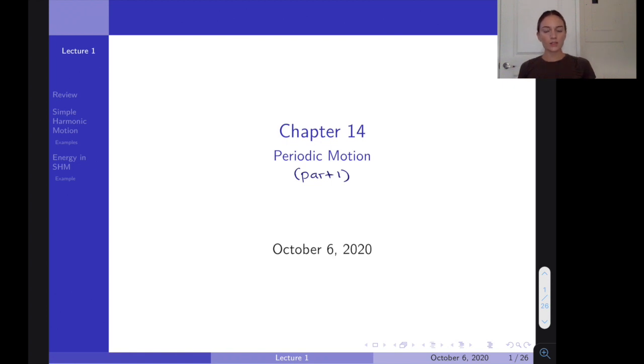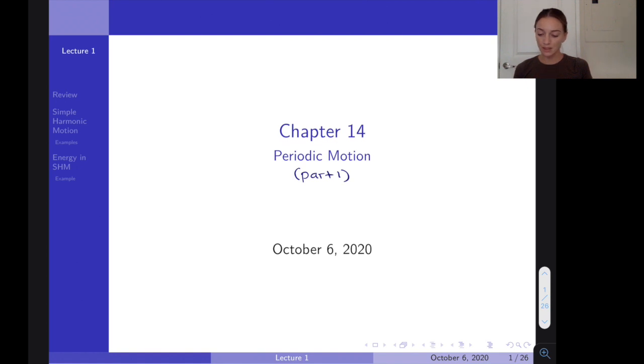All right, so today we're going to be starting chapter 14. This is probably one of the most, if not the most important lectures that we're going to have throughout the whole quarter. We're going to be covering periodic motion, mostly simple harmonic motion, which if you're a physics major, and I'm sure if you're an engineering major too, you're going to be seeing over and over and over again, pretty much in all your classes.